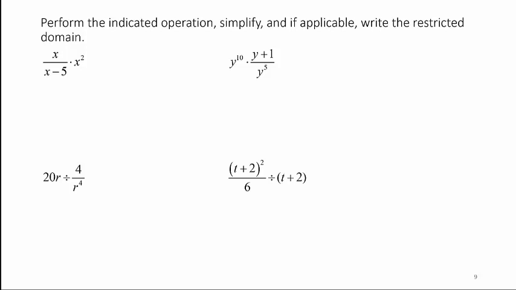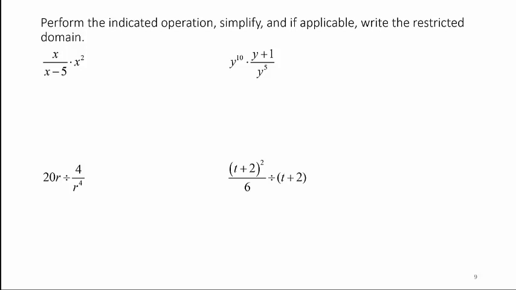In this video, we're going to get a little bit of practice multiplying and dividing rational expressions, and in particular multiplying and dividing a rational expression with a polynomial. For each one of these, we're going to perform the indicated operation and simplify, and if applicable, write the restricted domain.